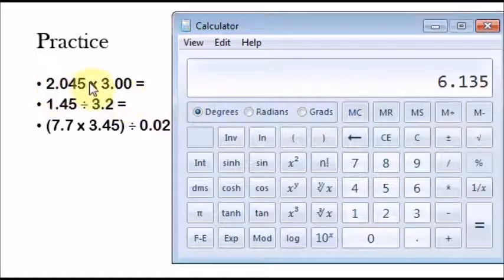So this number here has 4 significant digits, okay? 2, 4, and 5 are non-zero digits. This 0 is a hug digit, so it has 4 significant digits. This number has 3 significant digits. 3 is a non-zero digit, so it's significant. And these zeros are trailing zeros after the decimal point, so they're also significant.